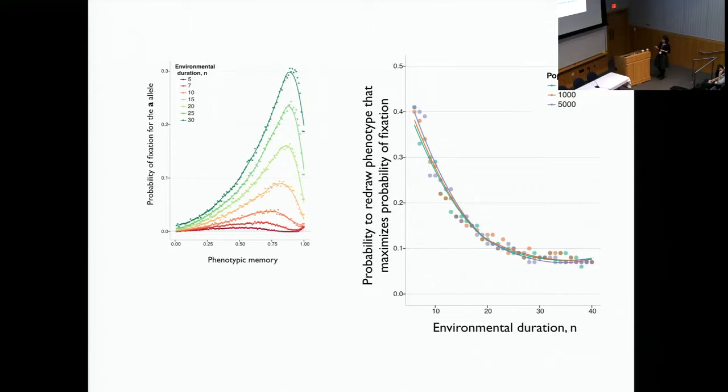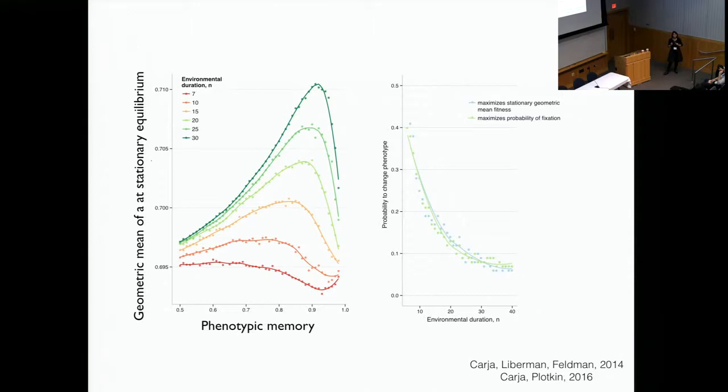And this slide is only for people a little bit more in the know about this, and I'm going to stop at it very briefly. It turns out that what you're really trying to maximize here is the geometric mean fitness. So the phenotypic memory that maximizes the probability of fixation is the phenotypic memory that maximizes geometric mean fitness at the stationary distribution for the A allele. And that is the link between all these different frameworks, be it in an infinite population or a finite population size. This is really the intuitive link that drives all these results.